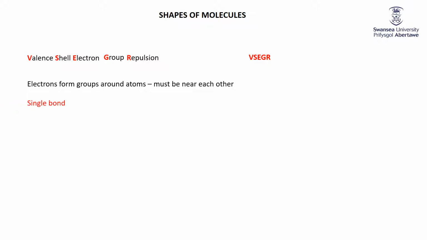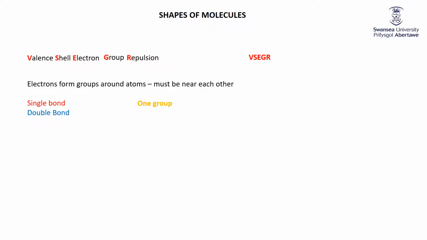For example, a single bond is two electrons that are being shared between two atoms, so they have to be between those two atoms. Those electrons don't like each other, but they have to be close enough to each other to be seen by both nuclei. So therefore we say that the two electrons in a single bond constitute one group, because those two electrons have to be close to each other.